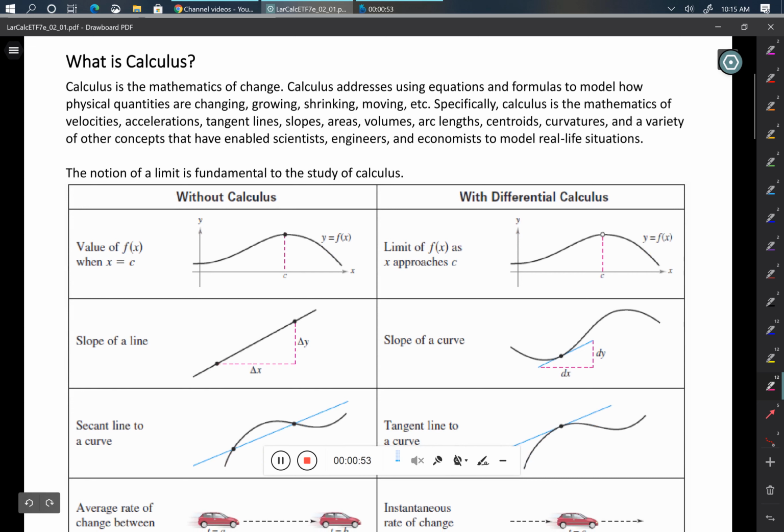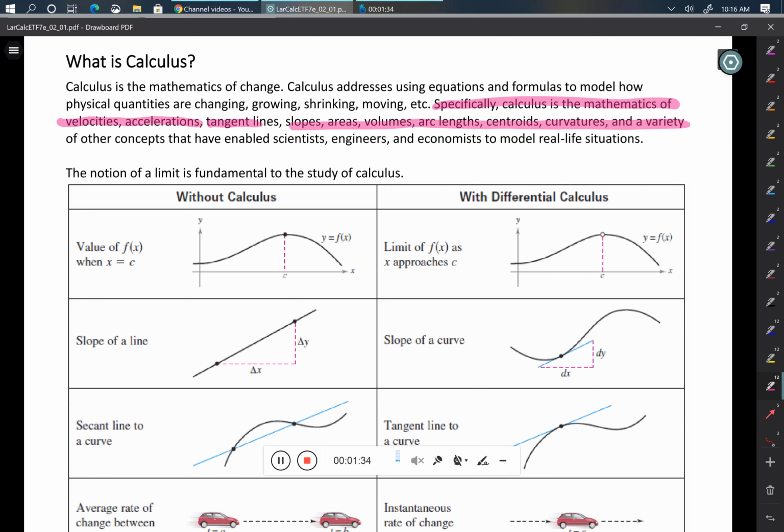All right, so what is calculus? Calculus basically is the mathematics of change. In calculus, we address how equations and models are just equations that actually do something rather than just some random equation. It's used to predict, maybe, physical quantities. But calculus says, okay, talk to me about how things are changing. And then the applications of change vary. So when we get into the applications of change, we start talking about things like velocities, accelerations, tangent lines, slopes, areas, volumes, lengths, centroids, curvatures, and a variety of other concepts that engage science, engineering, economics, just in general real-life situations.